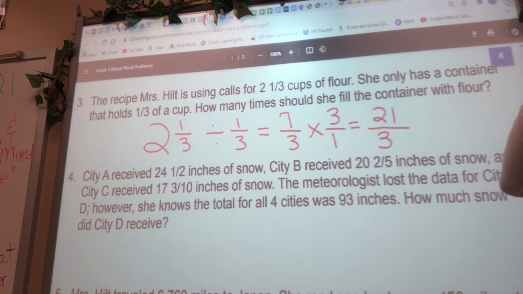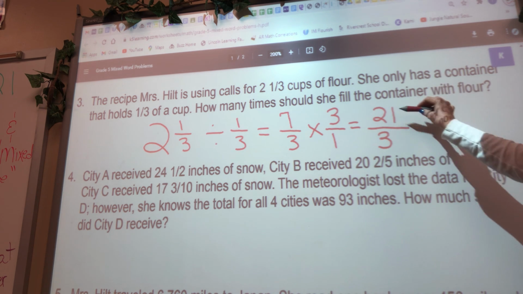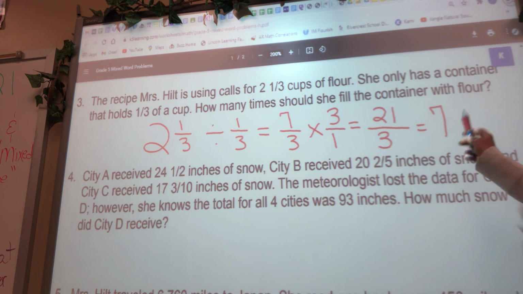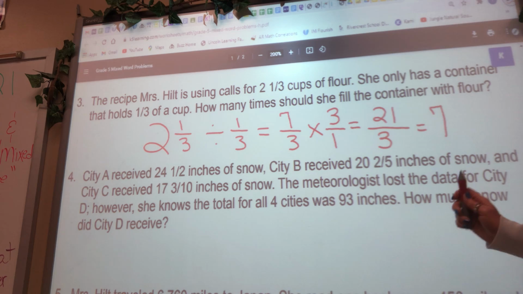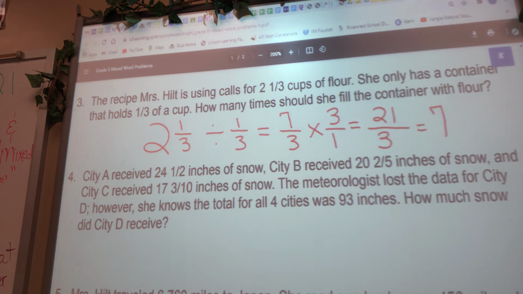And it doesn't make sense to say that she has 21 thirds. So, just like we would read top to bottom, 21 divided by 3 is 7. So she would have to fill that cup 7 times. Okay, that's one way to do it.